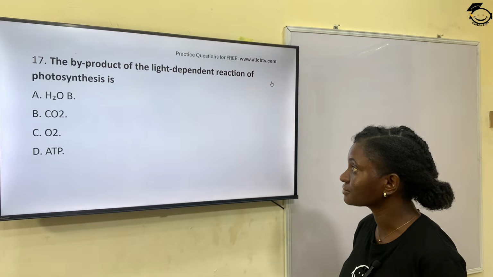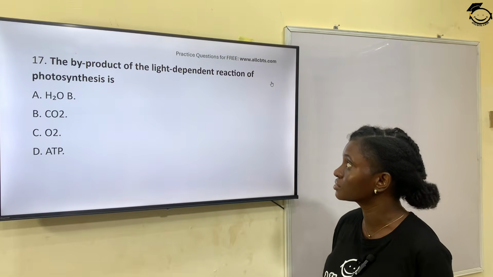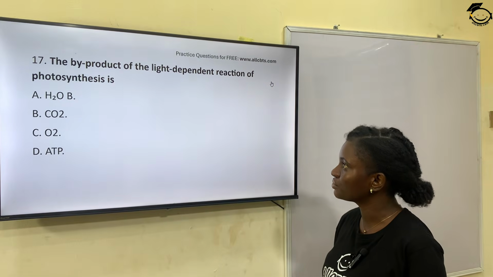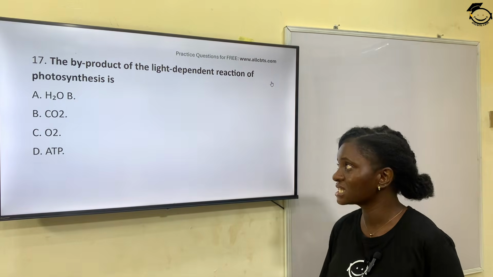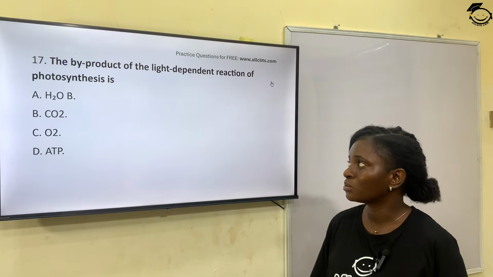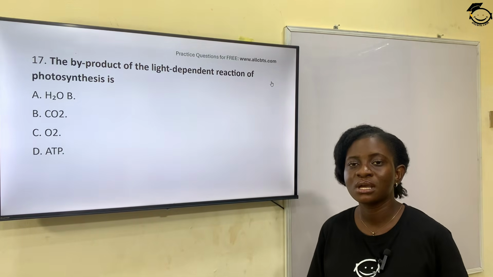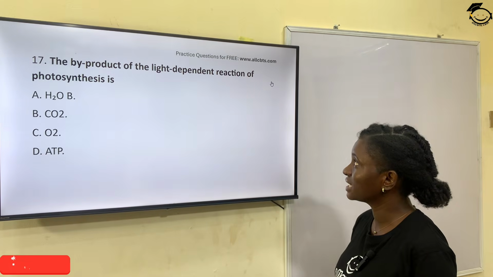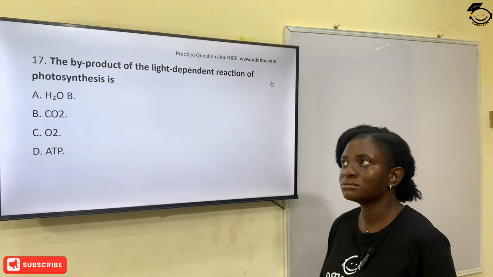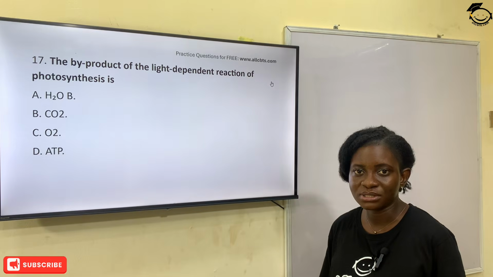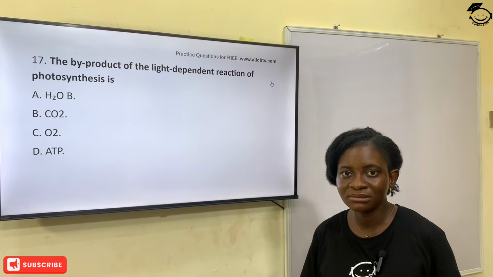Question 17. The byproduct of light-dependent reaction of photosynthesis is, so what do you mean by byproduct of light-dependent reaction? Byproduct is like a side product. It's not like the main product.